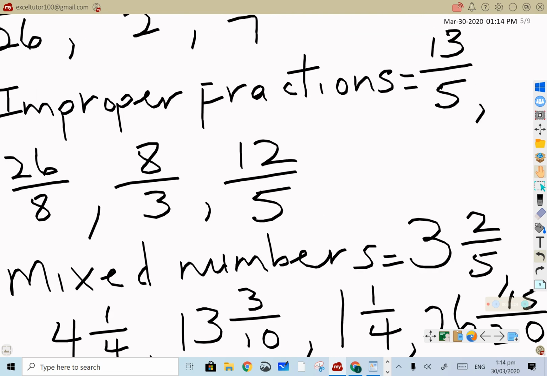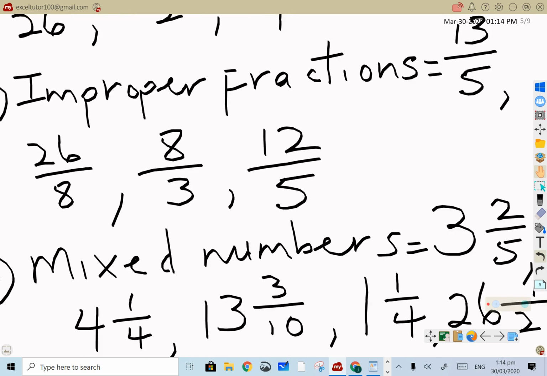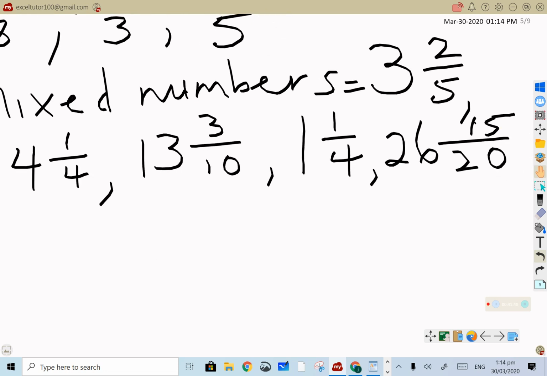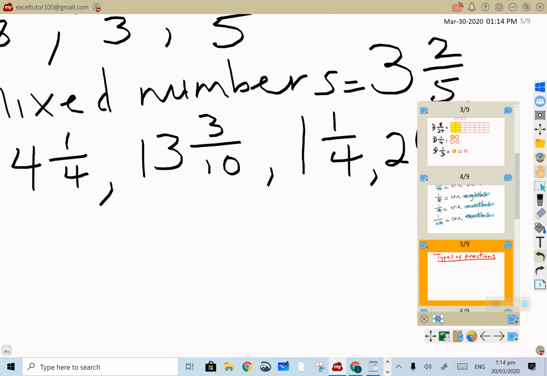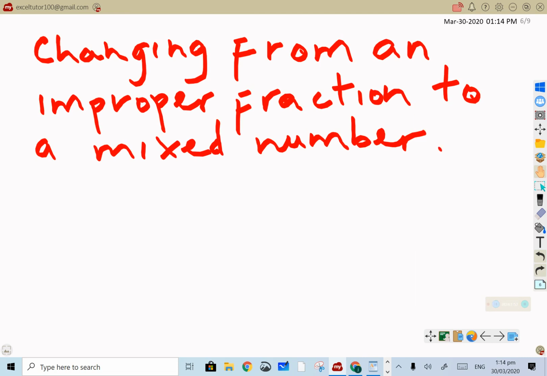So again, let us go through that quickly. We have proper fractions, which is like 2/3, where the numerator is smaller than the denominator. We have improper fractions, where the numerator is larger than the denominator. Then we have mixed numbers, which is a combination of a whole number and a fraction. Okay, so let us look at the next aspect of learning for today, which is changing an improper fraction to a mixed number.